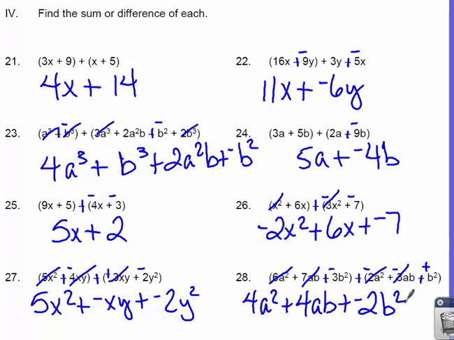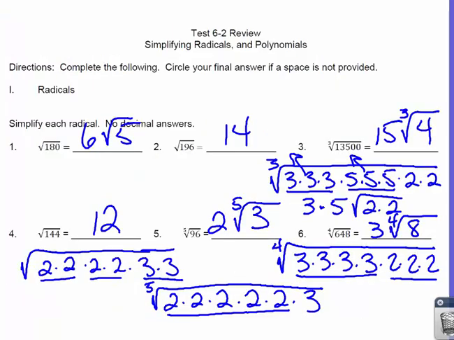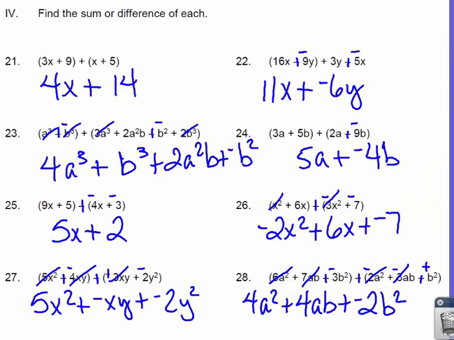So if you can do all of the contents of this test review, the radicals, break them down, simplify them, and each of the sections of polynomials, then you should be able to do very well in this test.